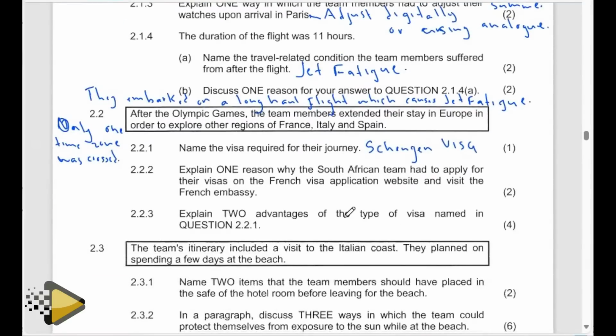Explain one reason why the French team had to apply on the French application website and visit the French embassy. One reason is that visas are obtained prior to departure. That's the first thing. So you have to do it online, then you get the actual stamp or sticker from the embassy. Visas are obtained prior to departure.